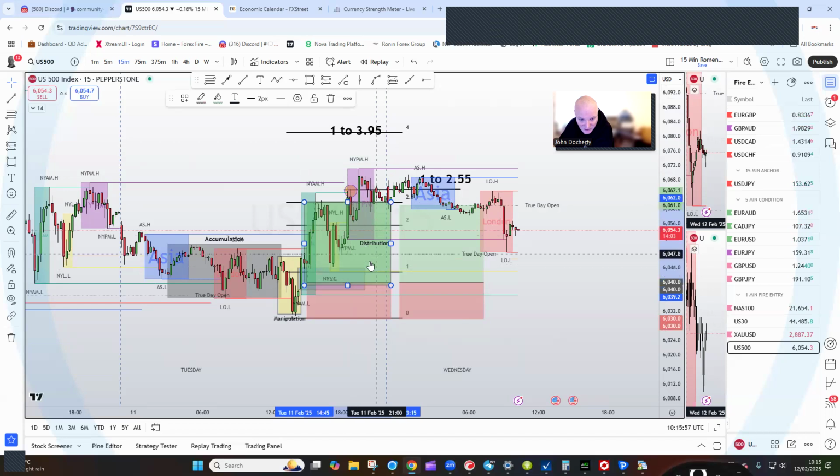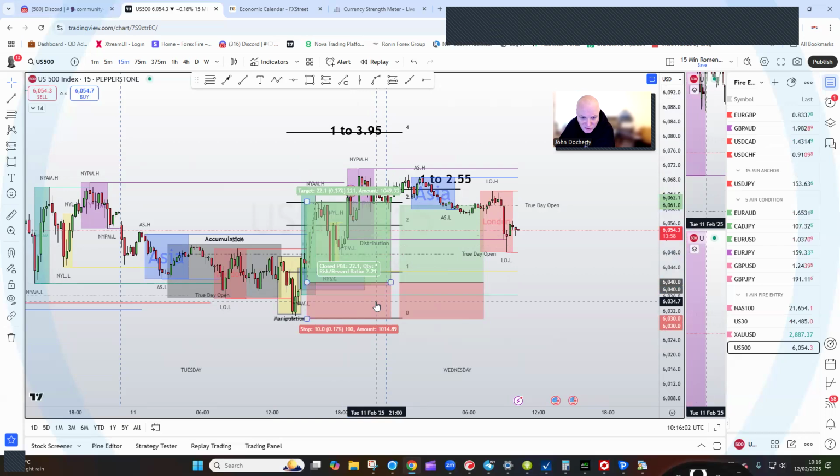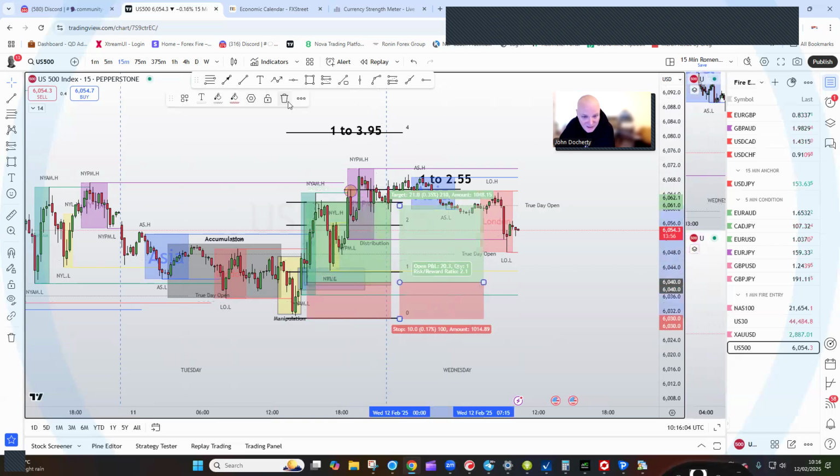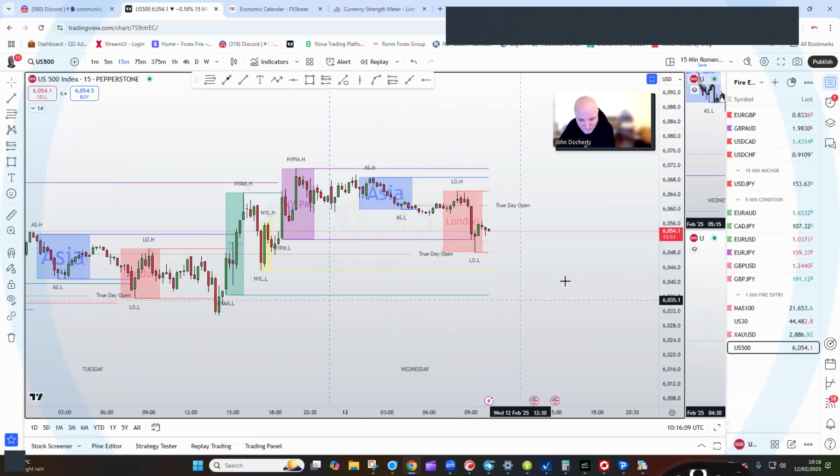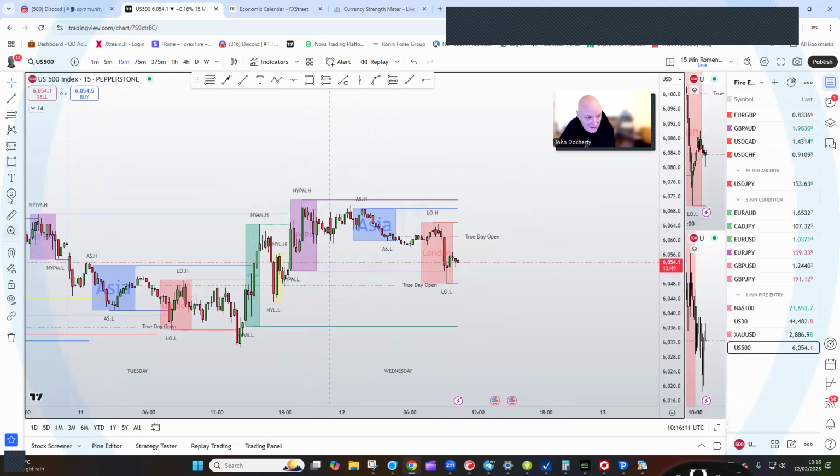So that gave us a risk to reward of 1 to 2.21. Okay, so again, that was a good trade that played out as well. However, we'll just get rid of all the drawings. We'll take a look at what we're seeing.